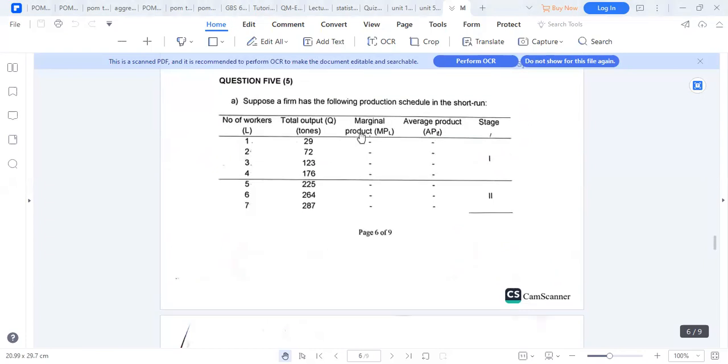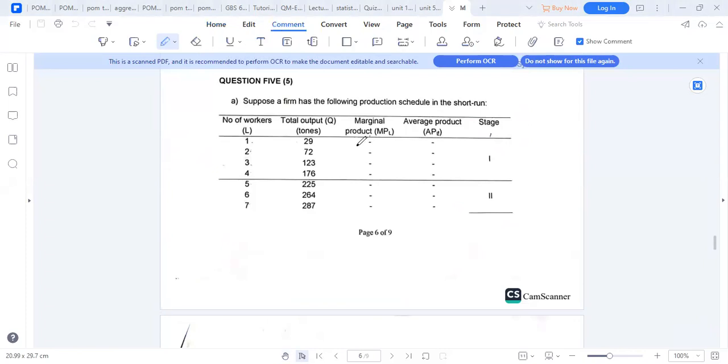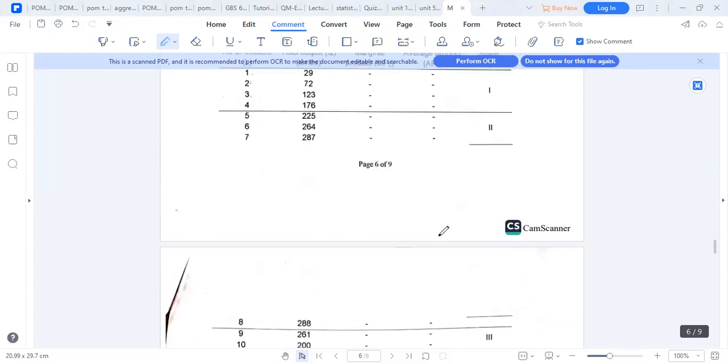So here the marginal product of labor, we're dividing. This one is a dash, 72 minus this, we get a figure there. 123 minus that, the figure there. Average product of labor is total product over labor units. Then the stages, you need to illustrate what is happening here. Marginal product, is it increasing? Average product, is it increasing? Total product, what is happening? At what point is it decreasing? So the 15 marks, I'll need them explained based on what I have just taught you.